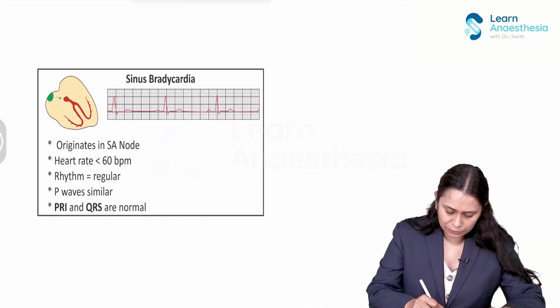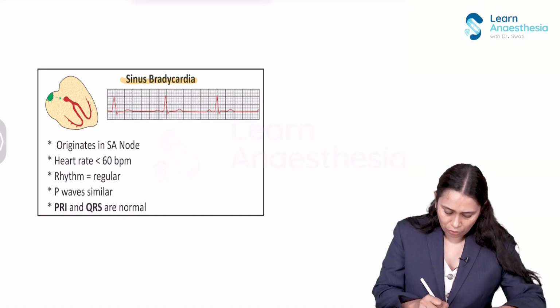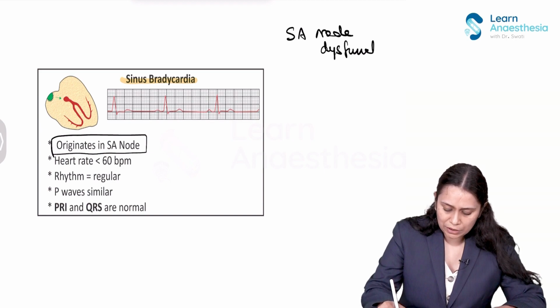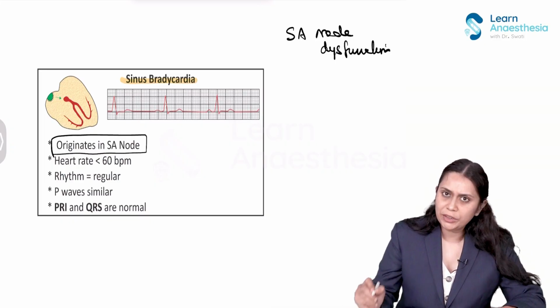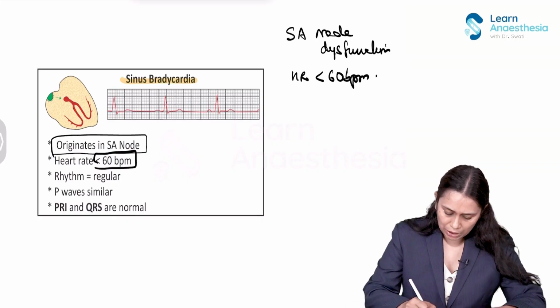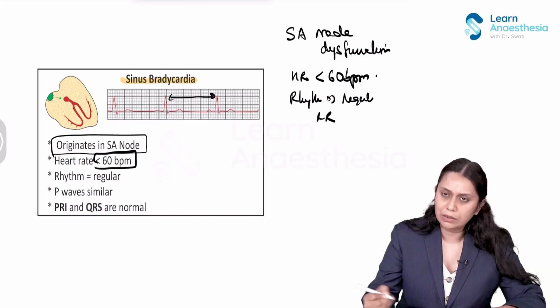So how would sinus bradycardia look on ECG? The first thing: sinus bradycardia is SA node dysfunction. It originates from the SA node, and many times it is a manifestation of some other condition. We'll talk about what condition. Heart rate would be less than 60 beats per minute. Then the rhythm would be regular, so we will get a regular RR interval.